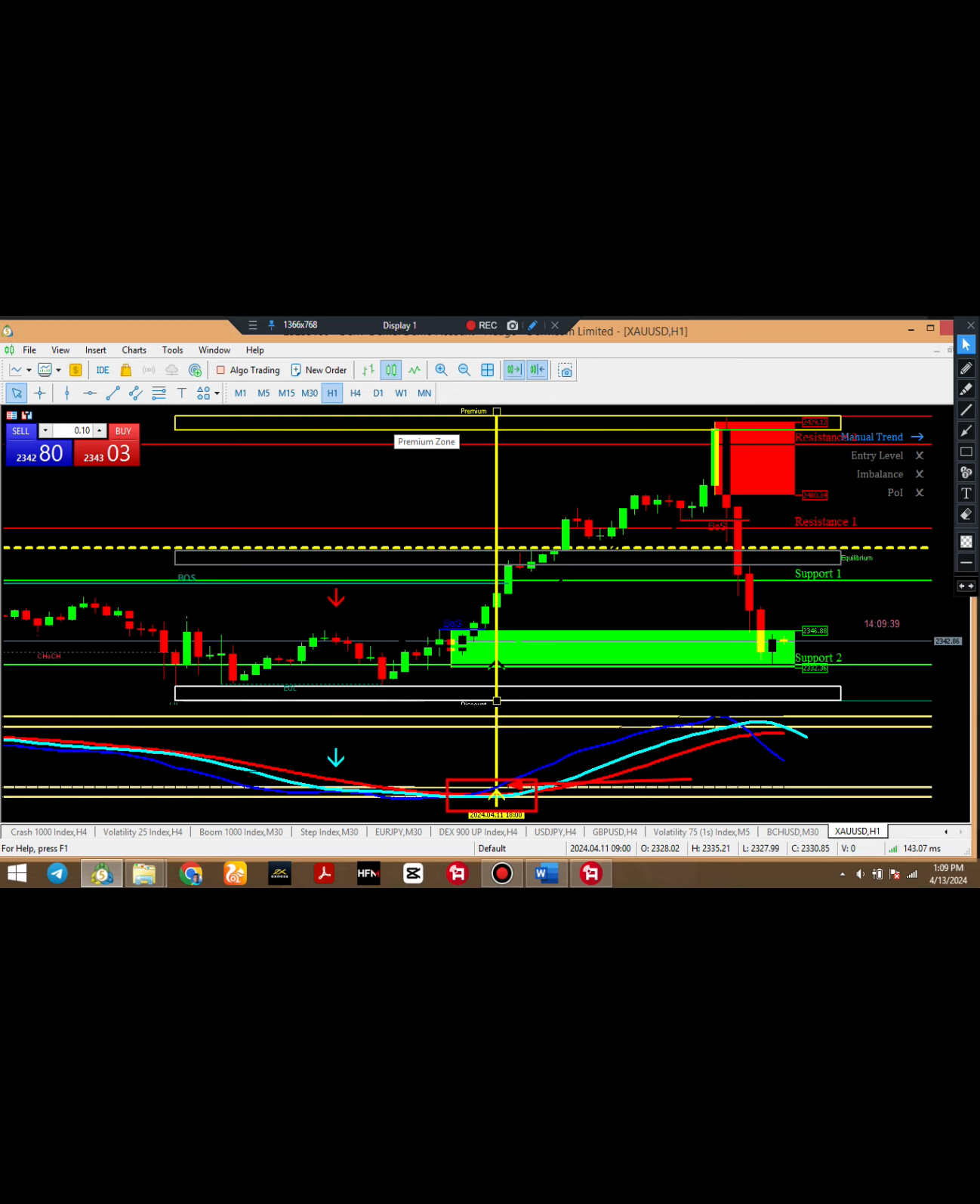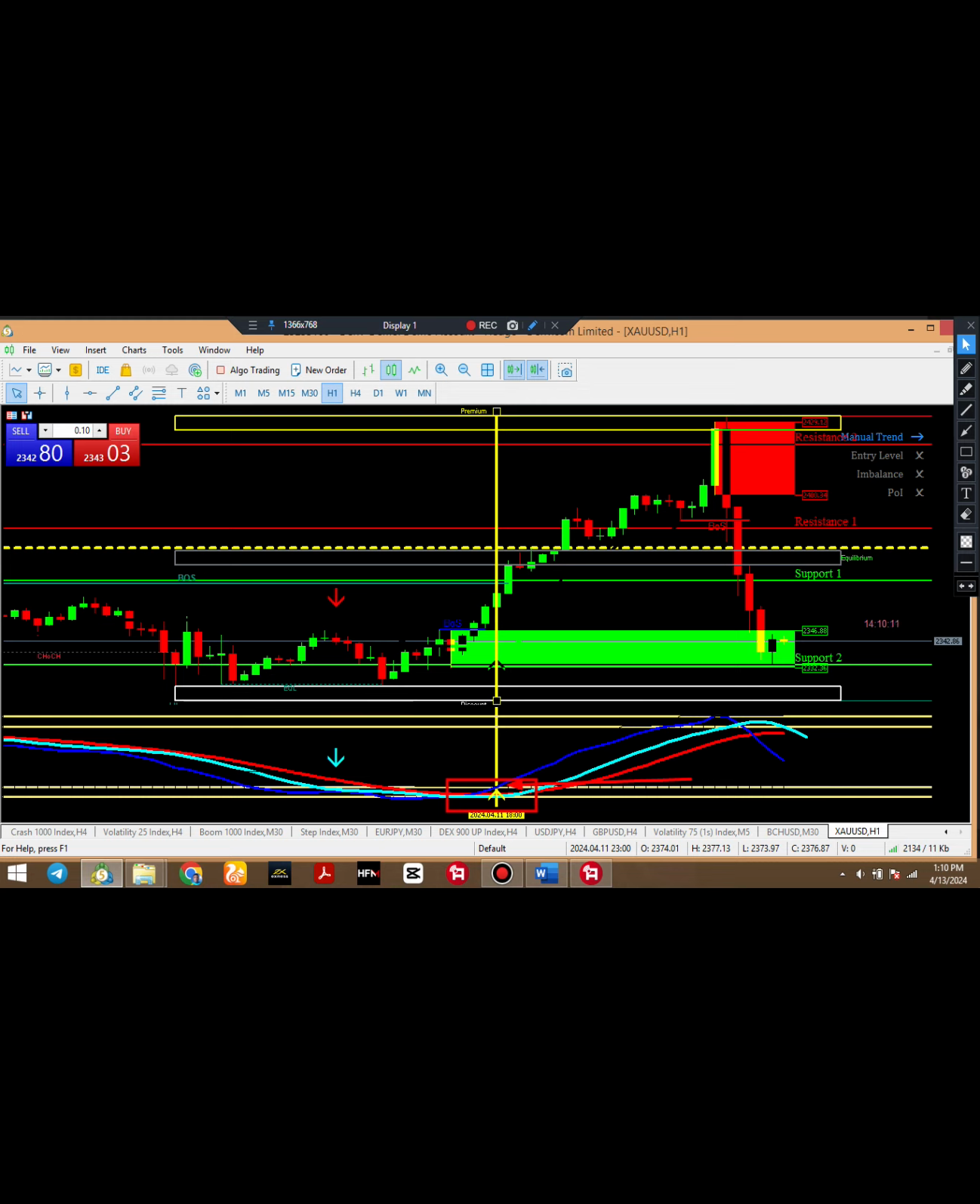When the arrow pops up and closes, that means it doesn't repaint. The only reason you will see it repaint is when it pops up on a bullish candle, meaning a candle that indicates it's going up. If that very candle eventually closes bearish, then the signal automatically disappears. But if it closes bullish, it remains there forever. It doesn't move, it doesn't change.